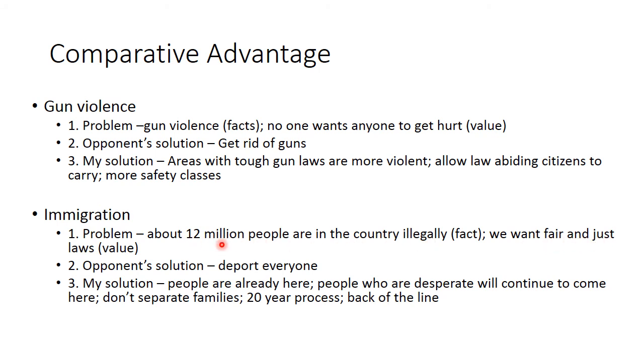And the 12 million statistic, that's close. Most numbers I've seen are somewhere between 11 and 15 million. But for the most part, most politicians agree that there's about 12 million people who are in the country illegally, and that we've got to find some sort of fair and just way to solve this problem. Right? Now I get into my opponent's solution, and my opponent might say, look, we need to deport everyone. If you came to the country illegally, you're here illegally, and you have to go home.